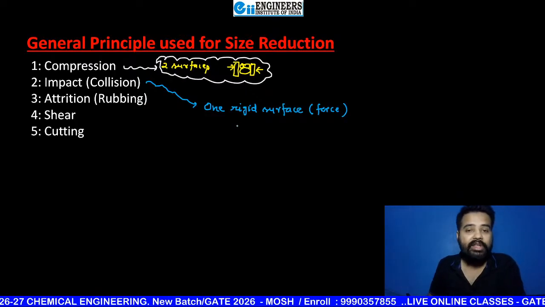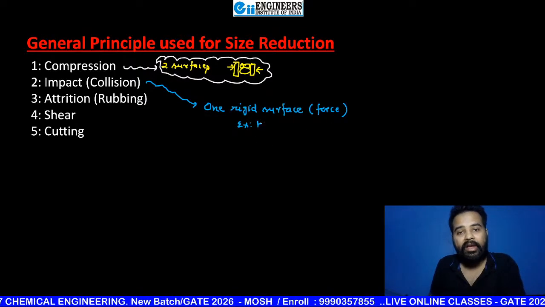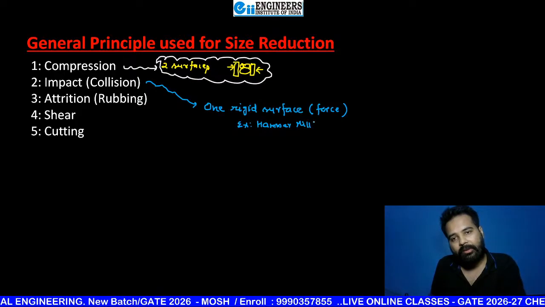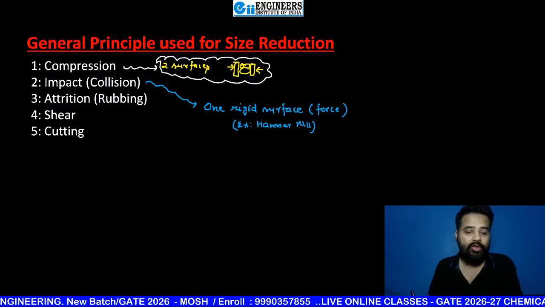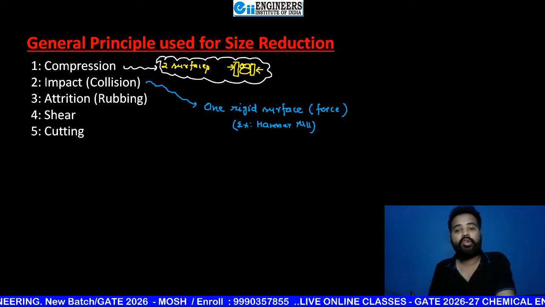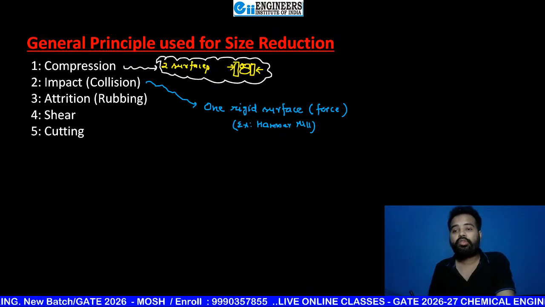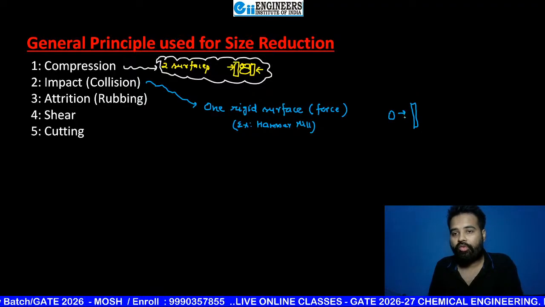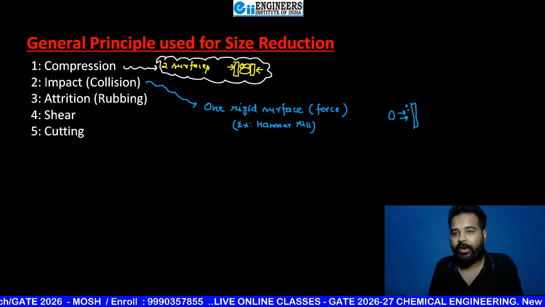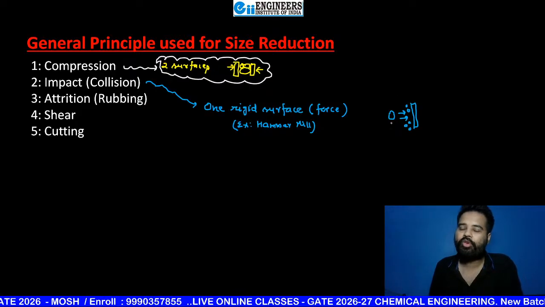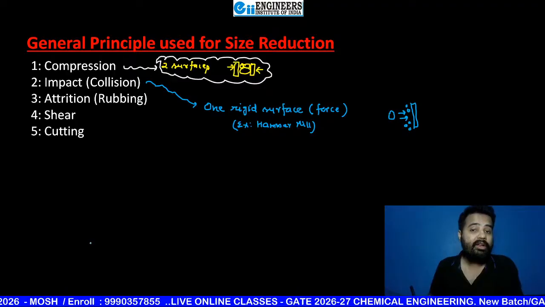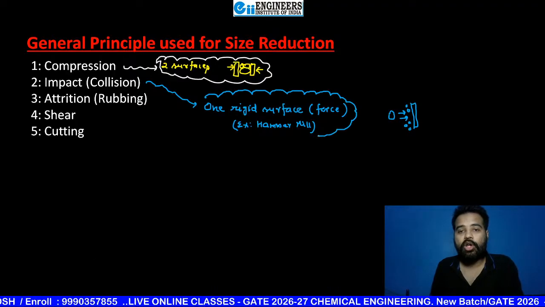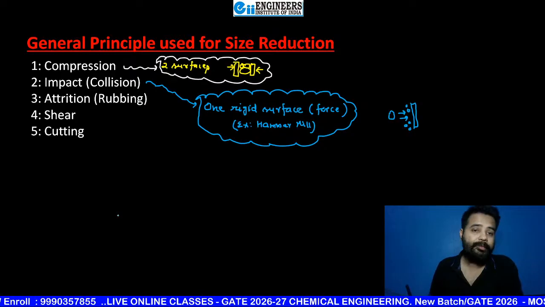Here, if you look at an example, you will see a hammer mill. Soon you will learn what a hammer mill is. Definitely one surface is there, and on this surface you are going to make impact, and after impact you will see lots of small particles. It converts the material into smaller particles, which means size reduction is done. So these two are crystal clear to all of you.